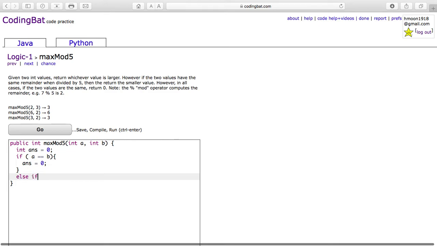Our second case is when the mod of each are equal to each other. In this case, if A is less than B, then the answer would equal A. Otherwise, the answer would equal B.